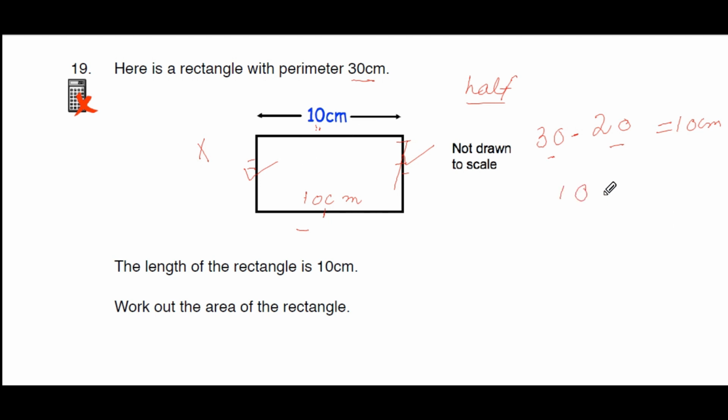So 10 is equal to the sum of the two sides, which is your width. And how can we find the length of one side? That means you have to divide it by 2.